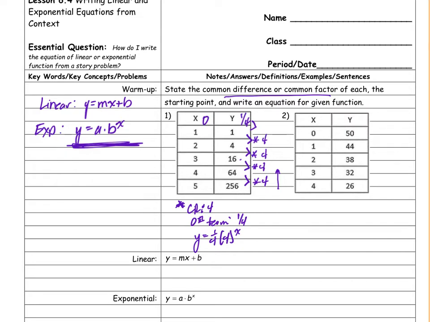Okay, next one. What's happening here from 50 to 44, 44 to 38, 38 to 32, and 32 to 26? Well, I'm subtracting, yes, it is 6. Subtracting 6 every time, okay? So my common difference is -6. My 0th term, I don't even have to look for it on this one.